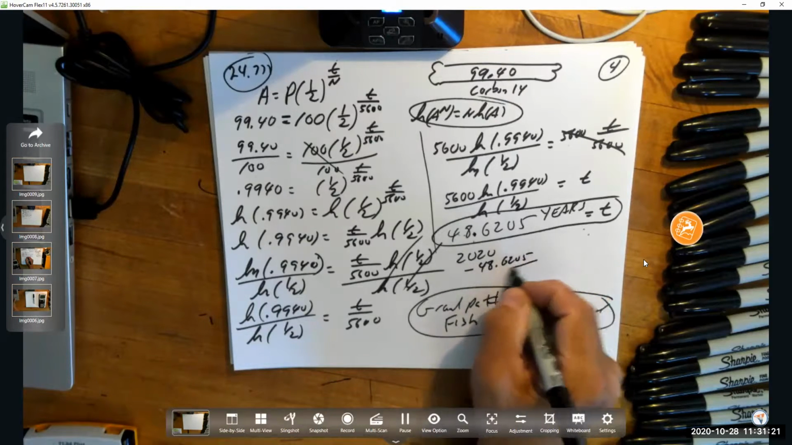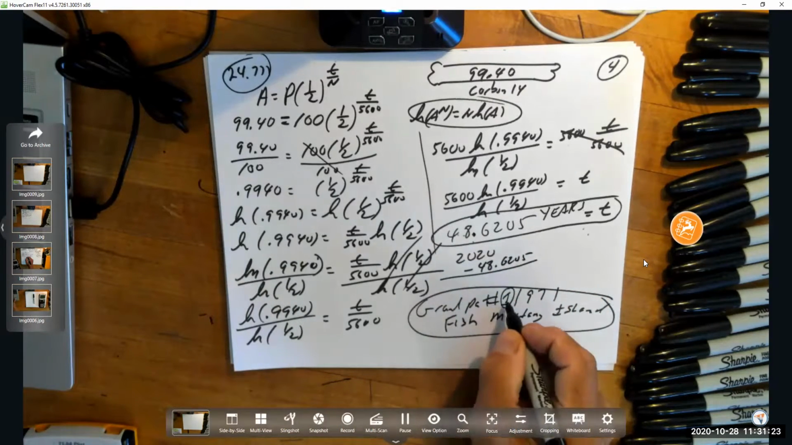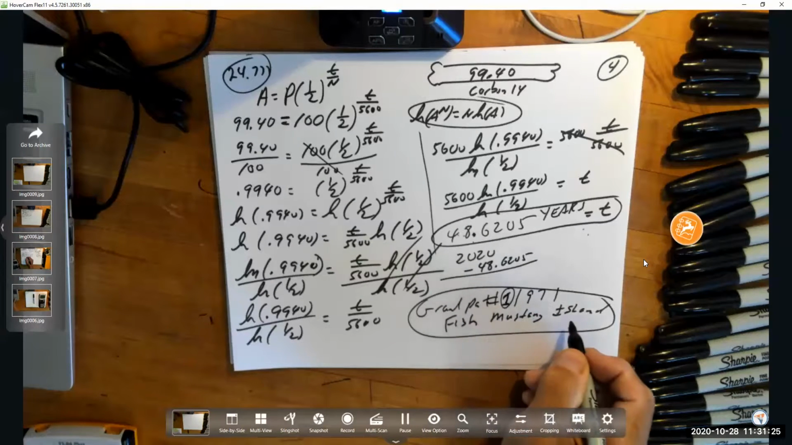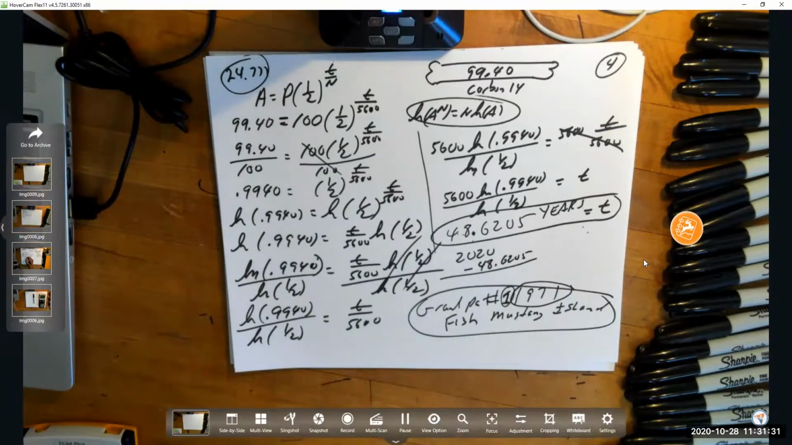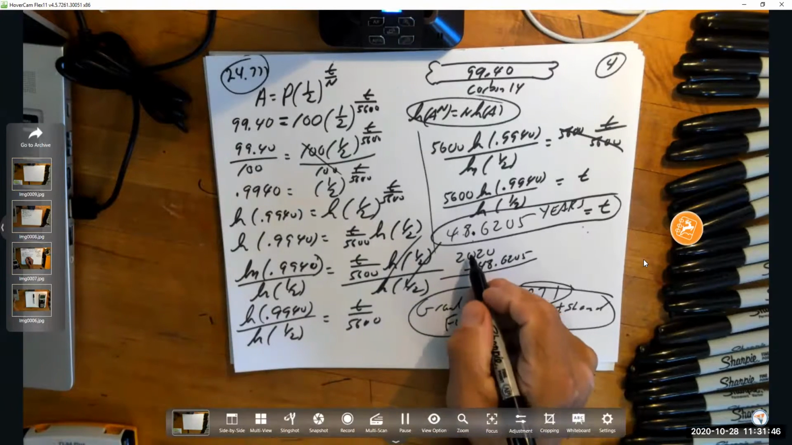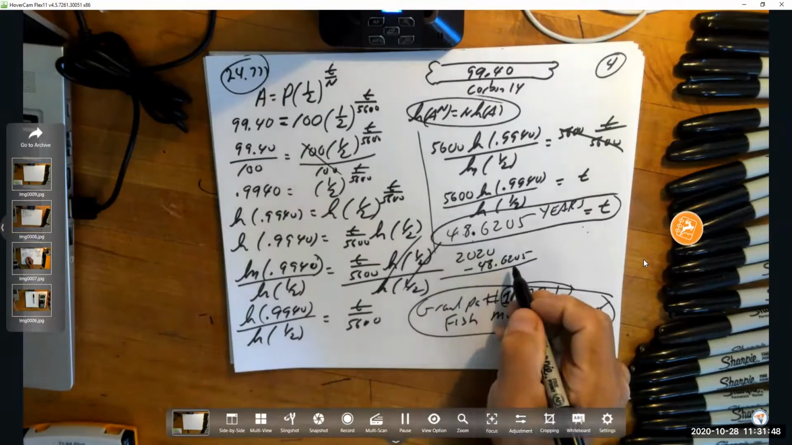subtract 48.6205. Okay, so all we know is that Grandpa number 1 went fishing at Mustang Island and never came back, and that was in 1971. They said he must have drowned. They didn't find him. He's dead. So Grandma got the money, his Social Security, his retirements, properties, everything belongs to Grandma. But if you subtract 2020 minus 48.6205, what do you get?